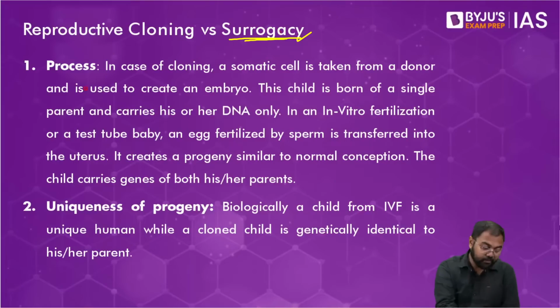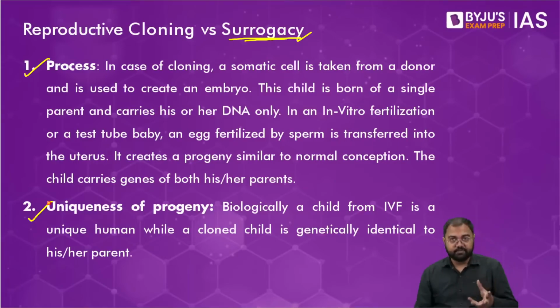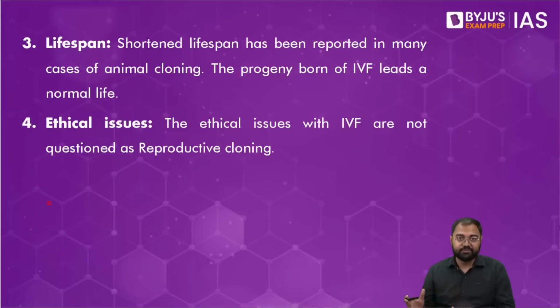At the same time, consider the uniqueness of the progeny, the uniqueness of the offspring. We know that the cloned baby, if at all, would be an exact replica of the parent. Whereas in the case of surrogacy, the mixing of genes has still happened between the male and the female, and hence the progeny will be unique because it will have a unique set of genes. Then the problem with the lifespan. We discussed the factor that the lifespan of the cloned animals hasn't been that great.